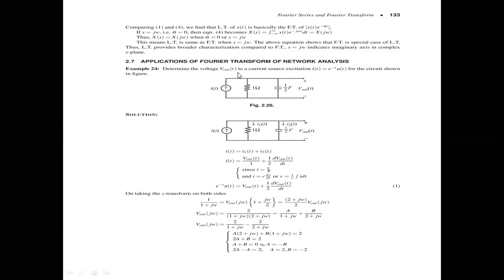Determine V out of t for a current source excitation I of t equal to e power minus t u of t. So given the current signal I of t, that is e power minus t u of t, how do we find V out of t from the circuit diagram? You know, my dear students, the current signal I of t splits into the I1 current and the I2 current, and the output voltage V out is across the capacitor here. The total current equation is I equal to I1 plus I2.